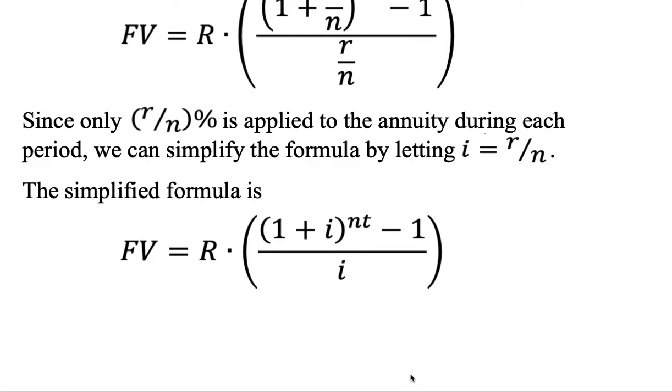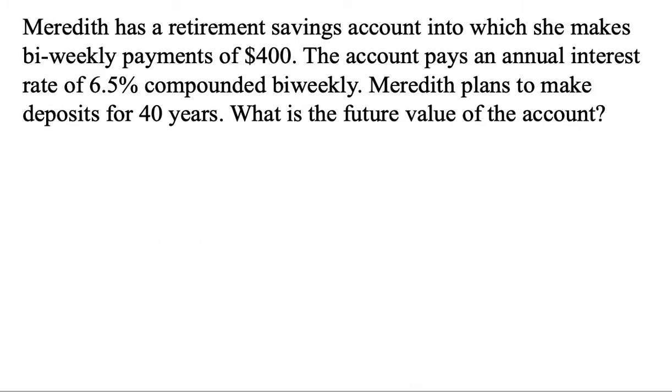Let's consider two examples. Meredith has a retirement savings account into which she makes bi-weekly payments of $400. The account pays an annual interest rate of 6.5% compounded bi-weekly. Meredith plans to make deposits for 40 years. What is the future value of the account?